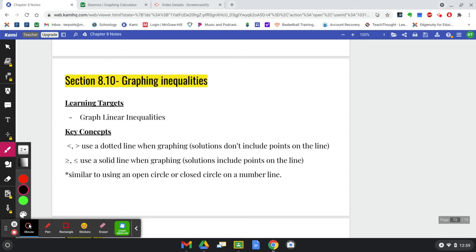All right, section 810, we're going to get into graphing inequalities, right? Linear inequalities. So we're going to graph the lines just like we did before, but now we're going to have some shading involved, right? And let me just give you a reminder of what we had before. We had like x is greater than 8.